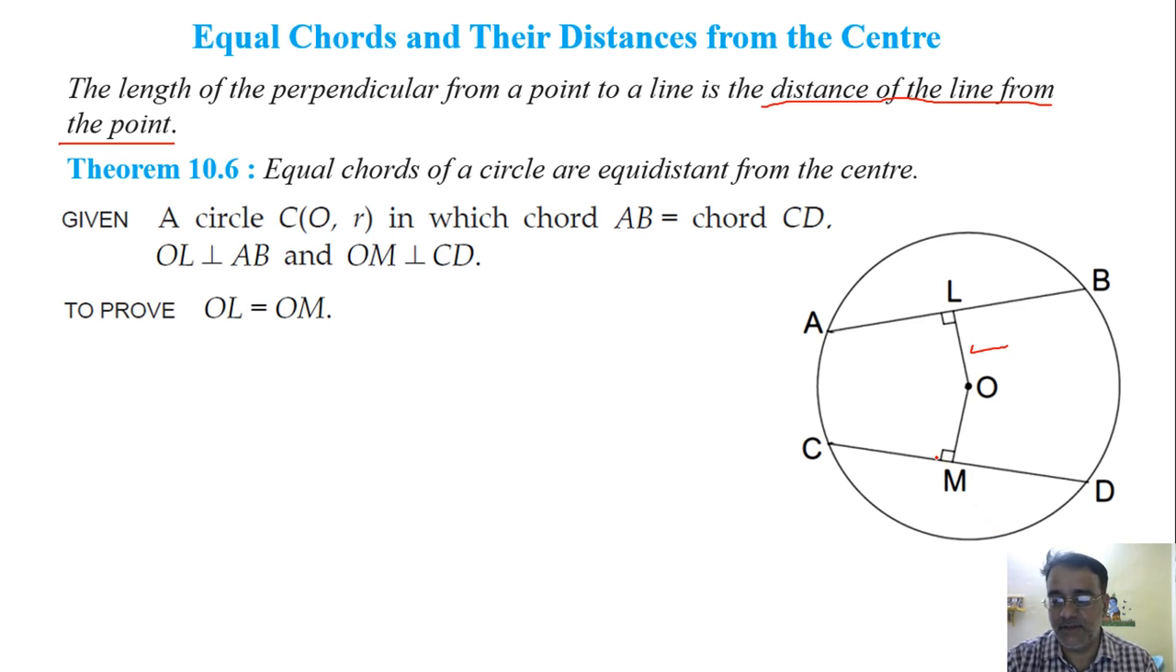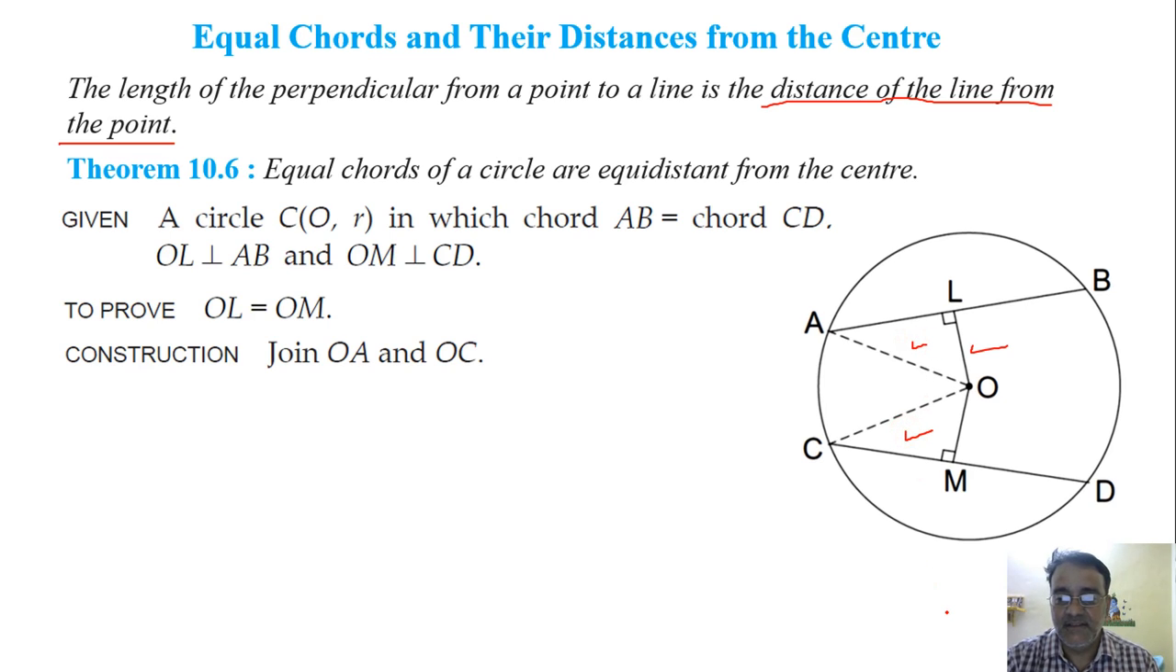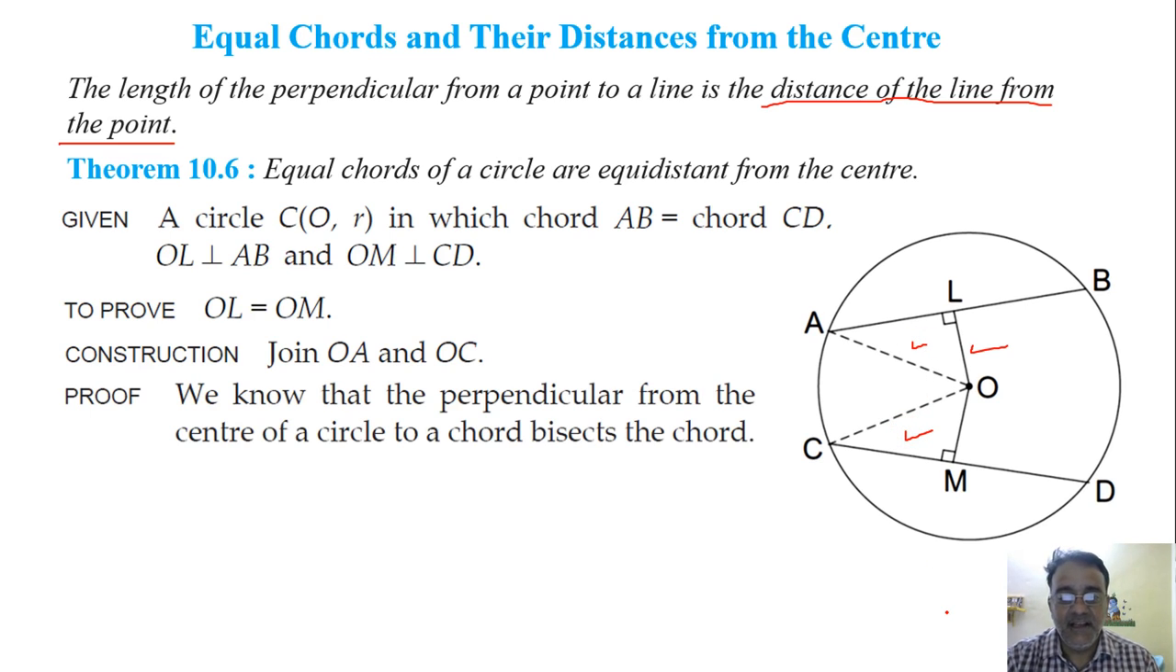Join OA and OC. After that, now we are going to prove these two triangles are congruent, right? And we know that the perpendicular from the center of a circle to a chord bisects the chord, right? We studied this earlier, at the start.